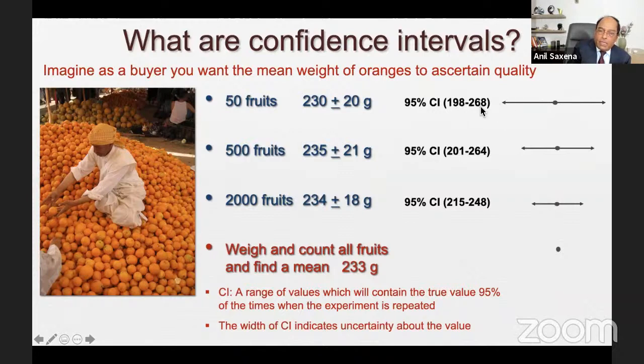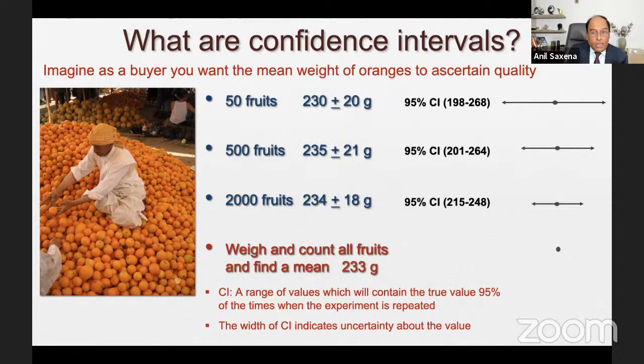So if you repeat this experiment endlessly, 95% of the time this interval will contain the true value. So that will give us an idea that I may be buying these oranges with a mean weight from 198 to 268. If you want a better estimate, it seems very logical that you increase the sample size. So you take 500 fruits and you come up with a value that gives you a narrower confidence interval, because now you are more certain. You have taken a bigger sample, so your confidence interval will shrink automatically.